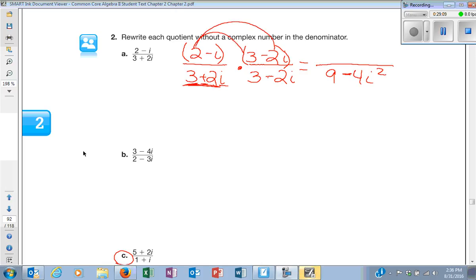Distribute that stuff out. 2 times 3 is 6. 2 times negative 2i is negative 4i. Negative i times 3 is a negative 3i. And negative i times the negative is a positive 2i squared. So we have to simplify that further.